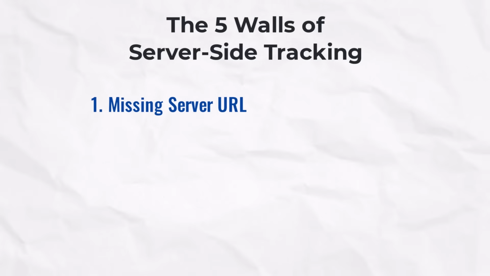Let's get into it. Mistake number 1, missing or incorrect server URL in your web tags. This is the most common place people get stuck, and it's usually the very first thing that goes wrong. Here's the symptom. You open your server GTM preview mode, you refresh your website, you look at the incoming request column, and there's nothing. Completely empty. But here's the confusing part. Your web GTM preview says tags had fired. Everything looks fine on the client side.